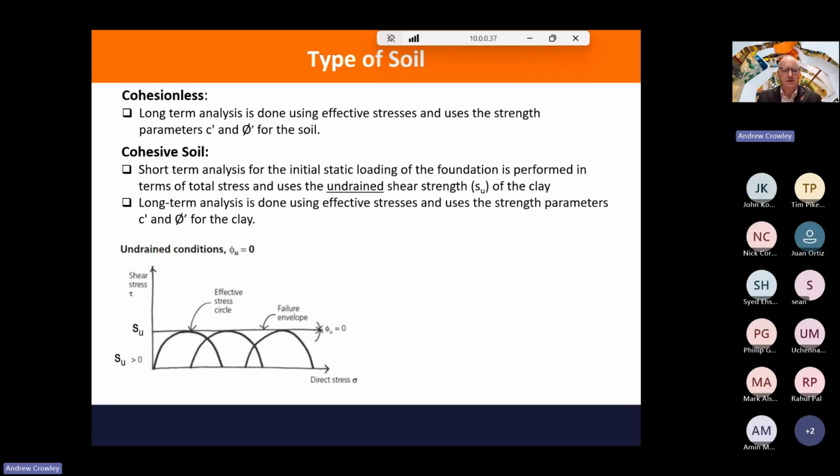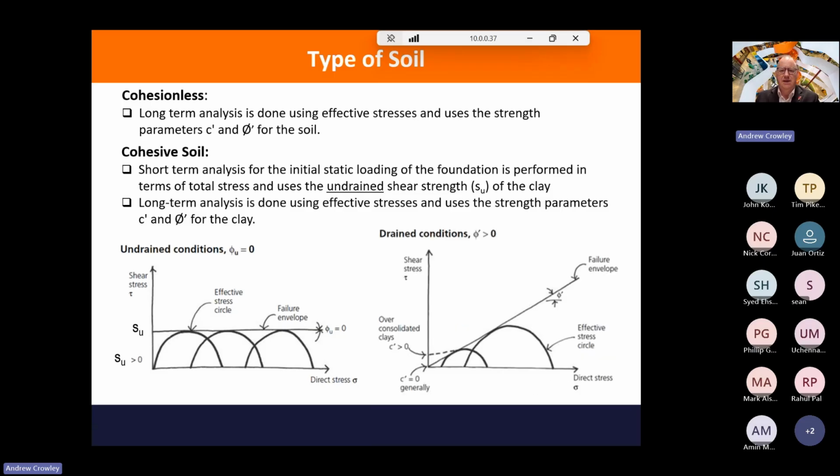And so our diagrams look a little bit like this for undrained conditions, and like that for drained conditions. So in undrained conditions, your Su, as we call it, is greater than 0. In drained conditions, we can see that our cohesion goes down to 0, but we have an effective angle of shearing resistance greater than 0.